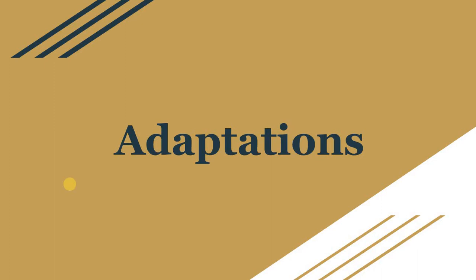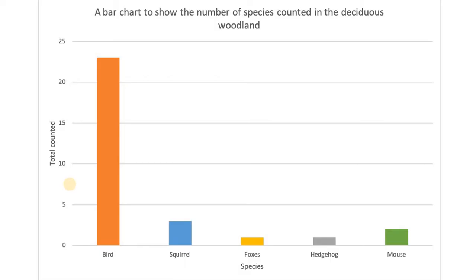When we sample from a habitat, we want to not just study an organism. Sometimes you want to know exactly what is the number of species in an environment or in a habitat. One way to show the number of species counted is by using a bar chart. So here we have a bar chart to show the number of species counted in the deciduous woodland.